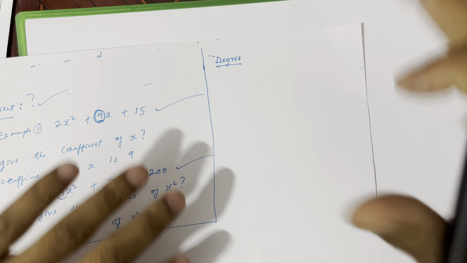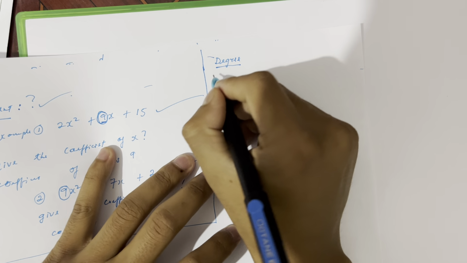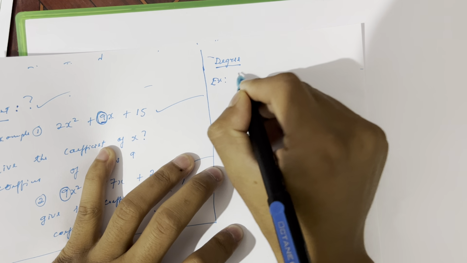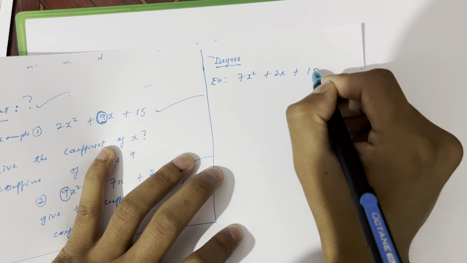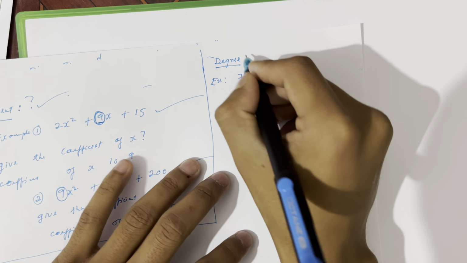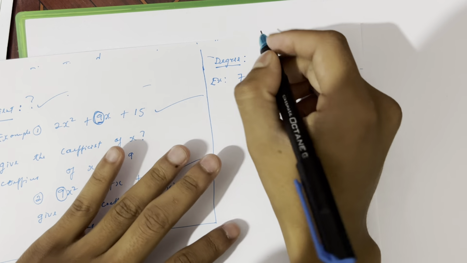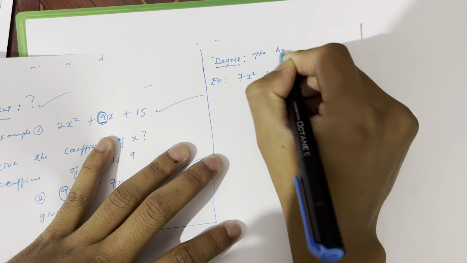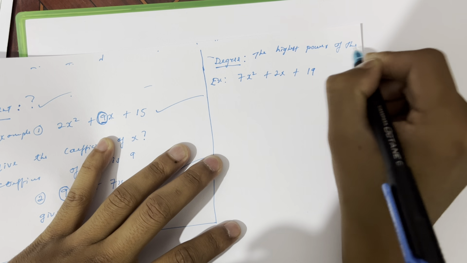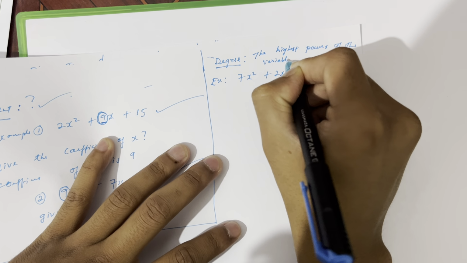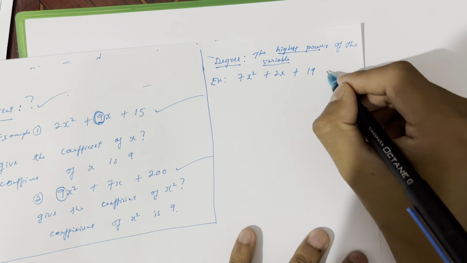Okay, now let me explain degree. Degree is also very important. Now let me give you an example: 7x squared plus 2x plus 19. Let me give you the definition. Degree means the highest power of the variable. Highest power of the variable. Highest power.